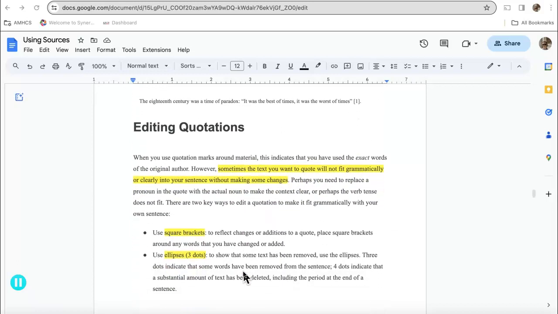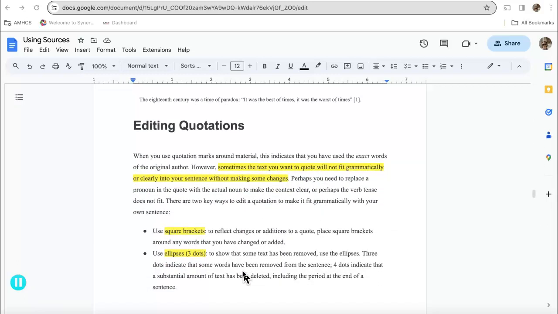All right. This is something that's just really helpful for you guys to know. Sometimes you need to edit a quotation very lightly. It's not like you want to change words within the quotation, but you might need to take one or two out or add one in just to integrate it grammatically with your own sentence. So how do you do that? If you need to add in a word, like replace the pronoun with a proper noun, or add in a that or something like that, you're going to use a square bracket around the word that you have changed or added.